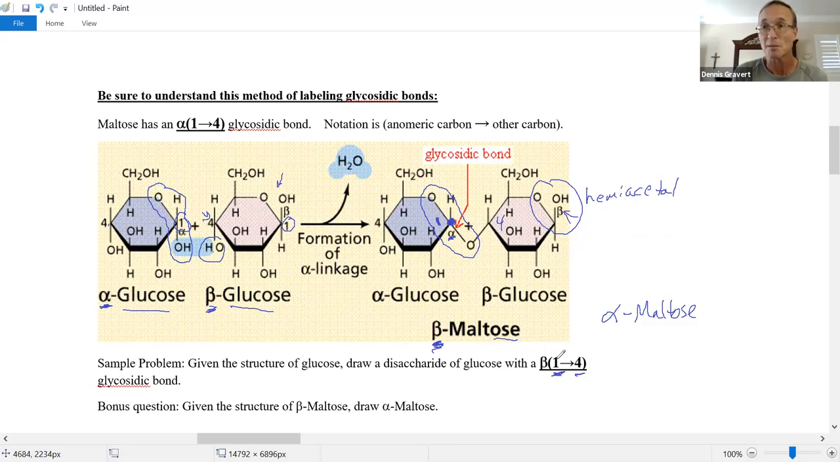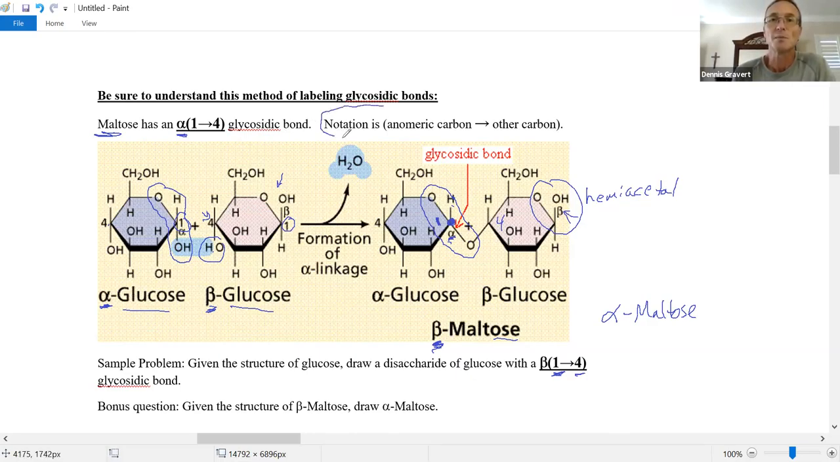One is where the anomeric carbon is. The acetal carbon is on one. It's connecting to carbon four, the other sugar. And maltose, sorry, beta threw me off. It's like, that's an alpha glycosidic bond. Yeah, right over here. Maltose has an alpha 1-4 glycosidic bond.